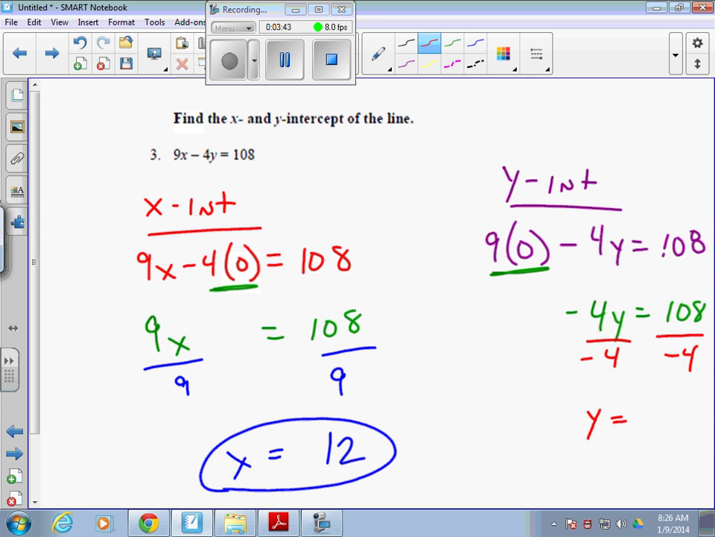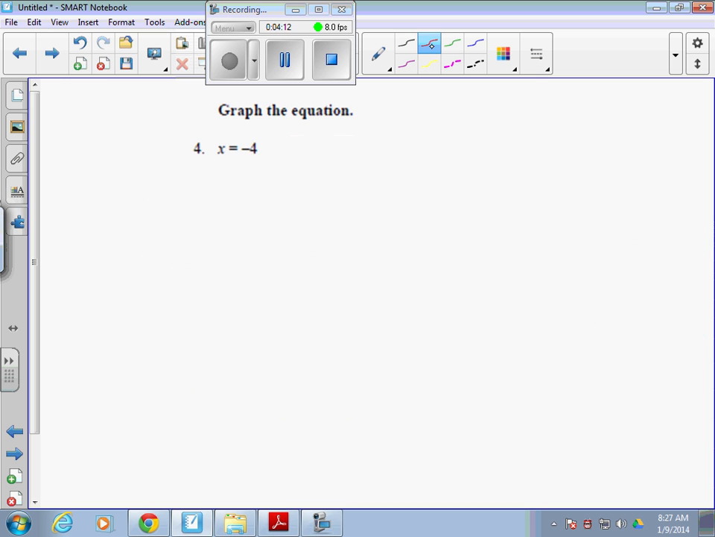Y equals a positive divided by a negative is going to be a negative. We know 4 goes into 10 2 times, and there's 2 left over, so it says 28. So it's going to be 4 goes into 28 7 times. So y, or the y-intercept, is -27. So again, in order to find the intercepts, just plug in 0 in place of the opposite one. 0 for the y when you're looking for the x-intercept, 0 for the x when you're looking for the y-intercept.